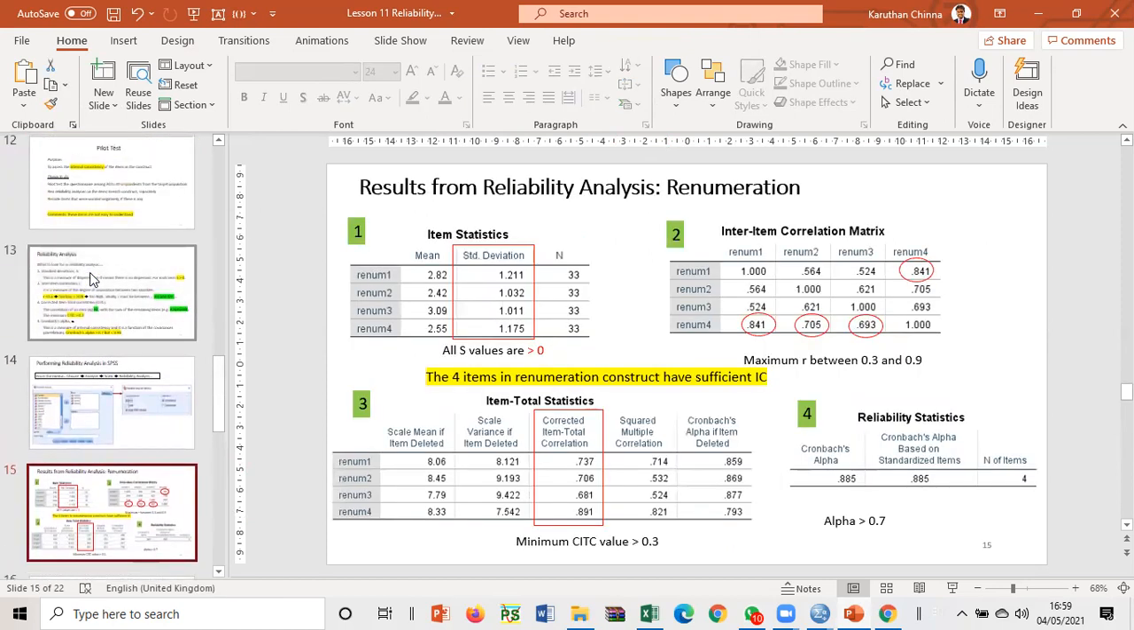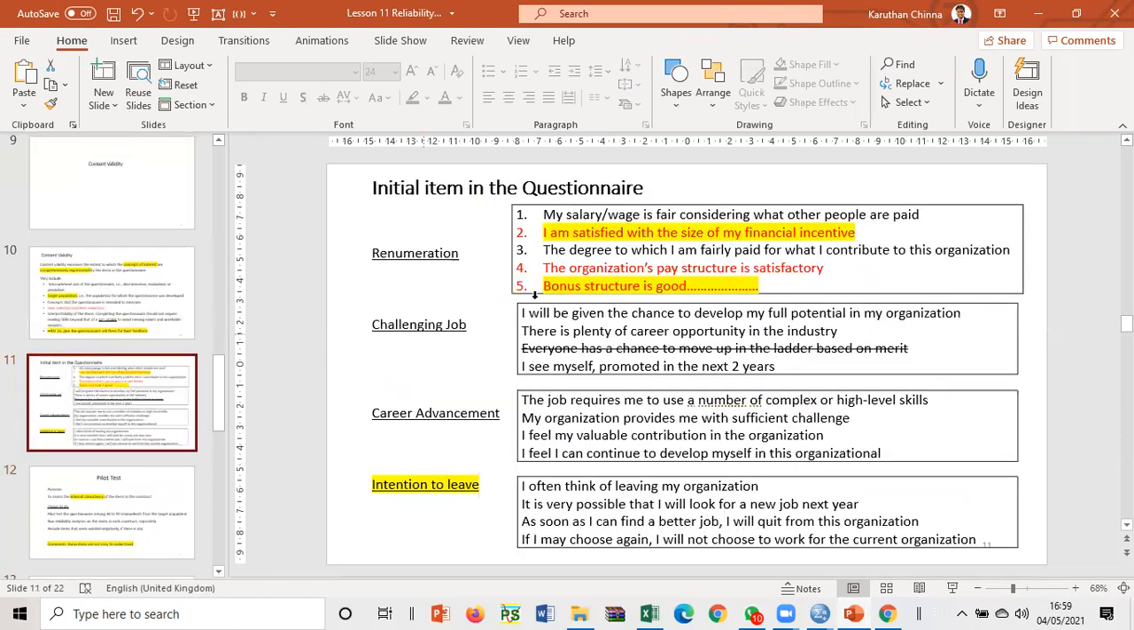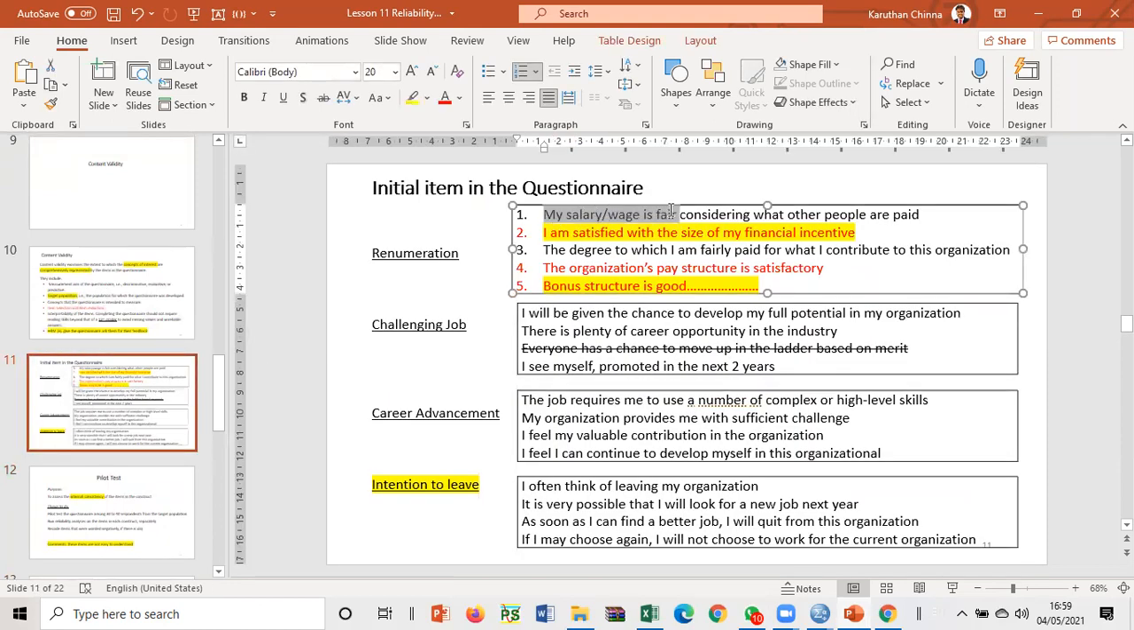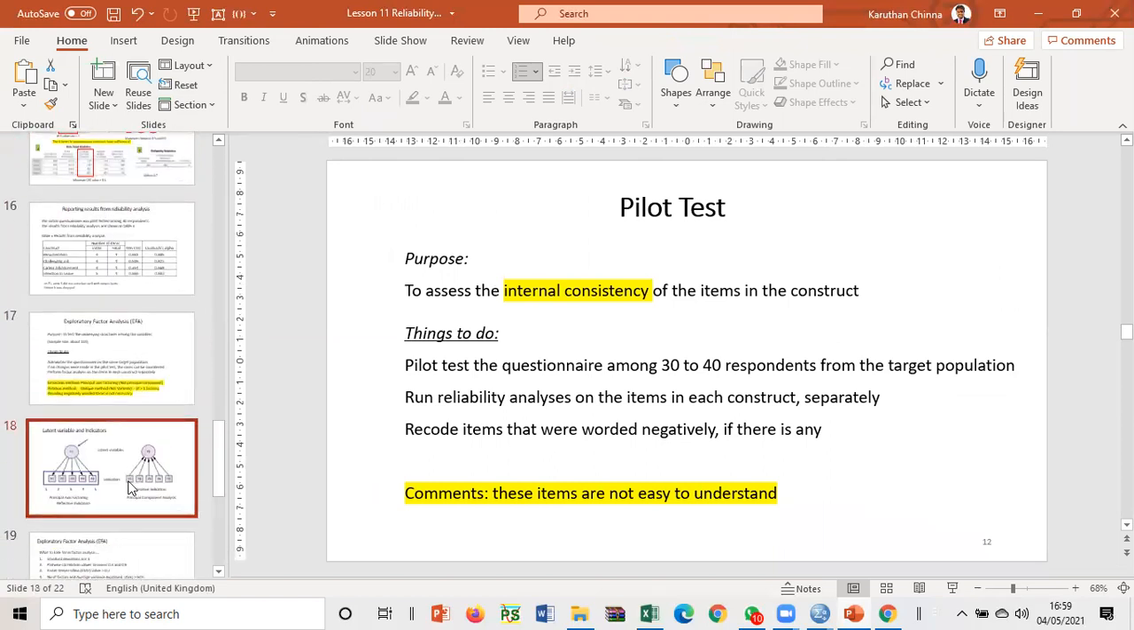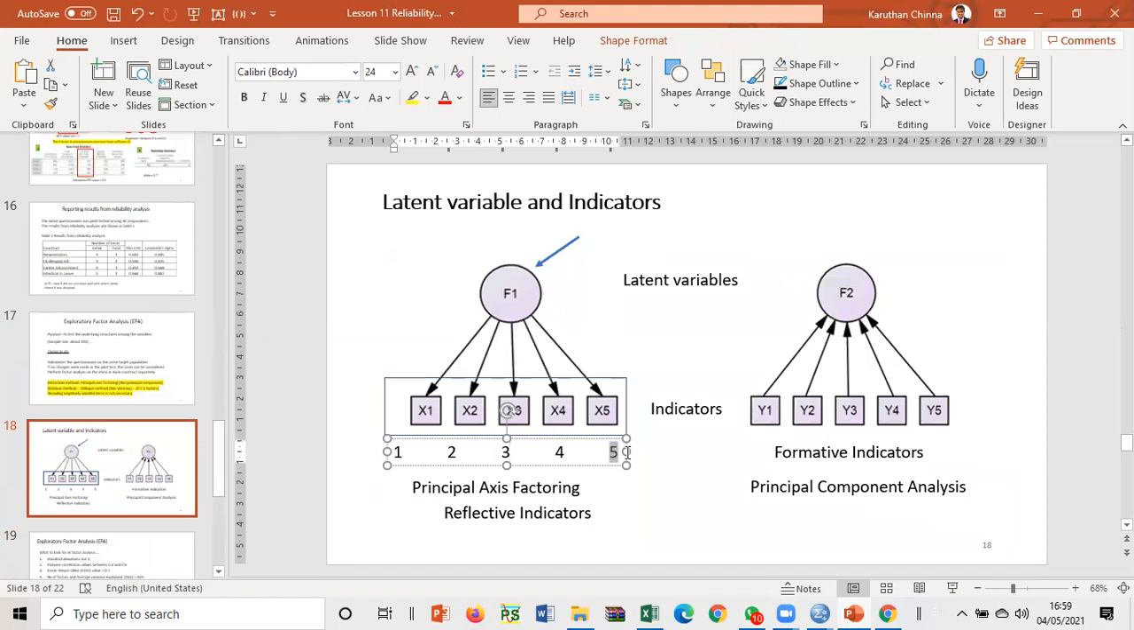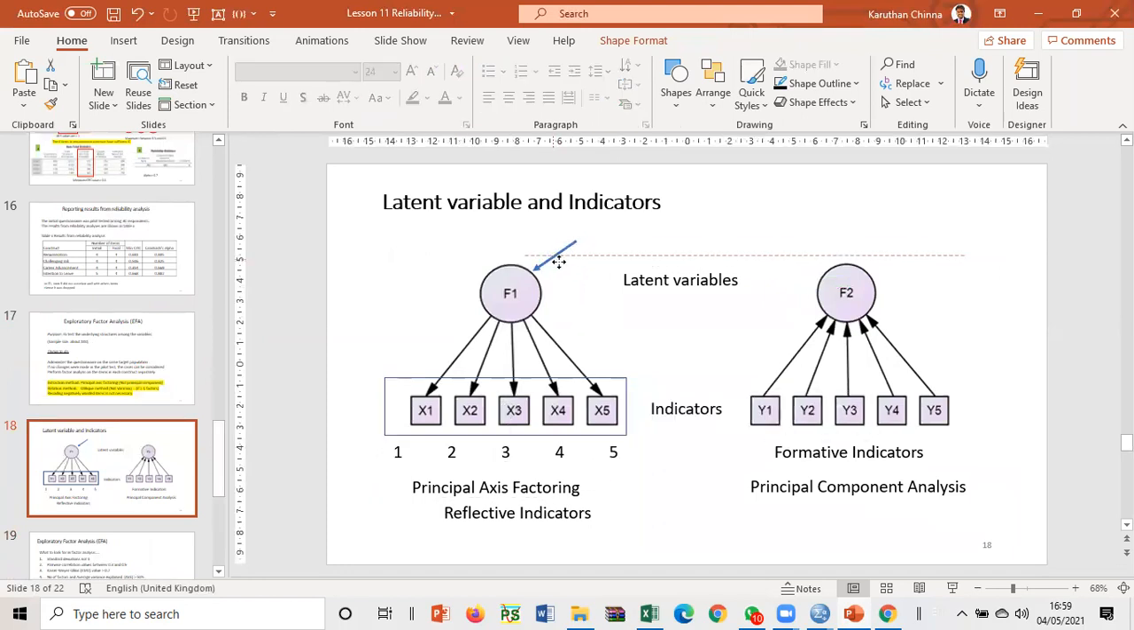Example, the question just now: my salary is fair considering what other people are paid. Let's say strongly agree. What does that mean? If he strongly agrees, his perception of remuneration is positive, right? Same thing with all the other questions. He marks either 4, 5, 4, 5. That means inside the head, he perceives remuneration to be positive.